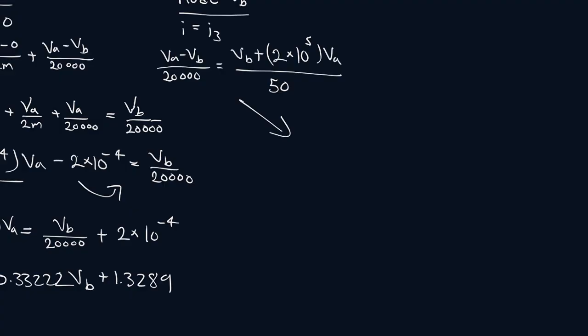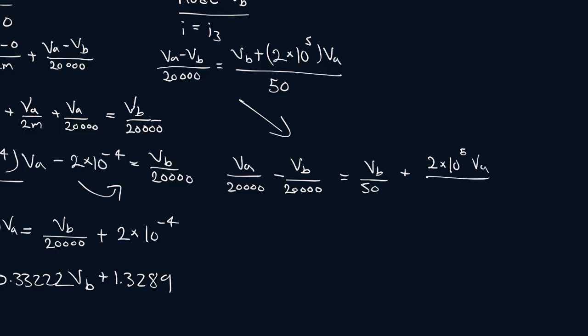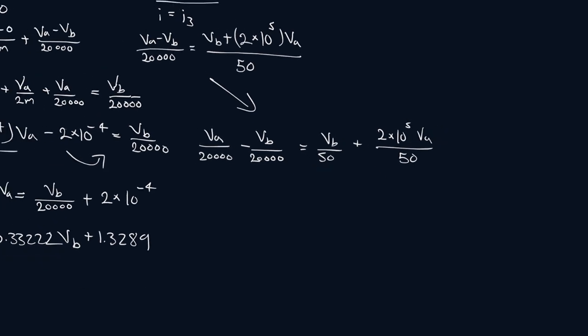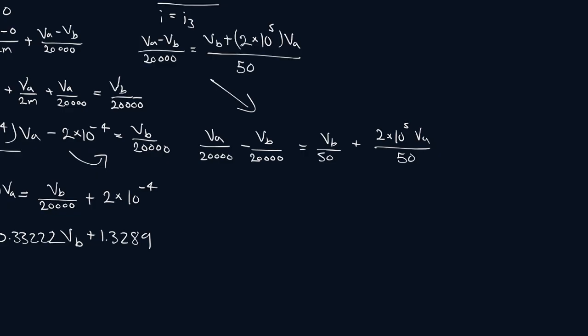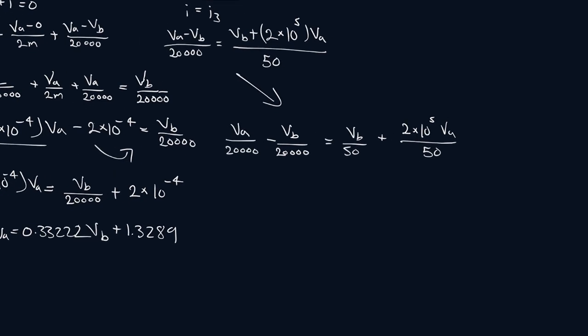So VA over 20,000 minus VB over 20,000 equals VB over 50 plus 2 times 10 to the power of 5 VA over 50. Let me erase this. There. Okay, there you go. So VA will be put into here.